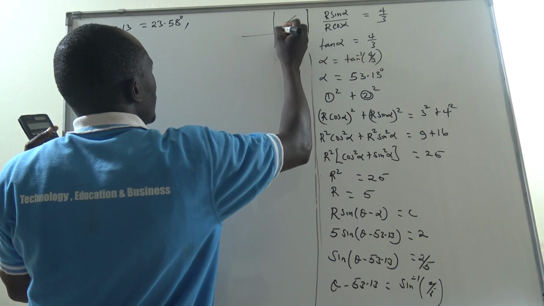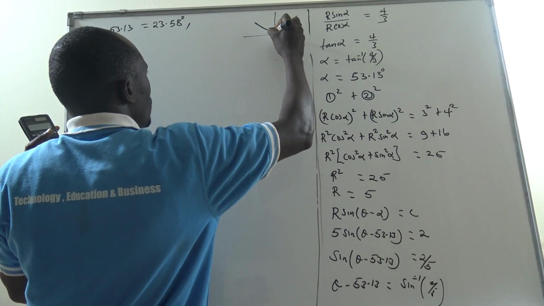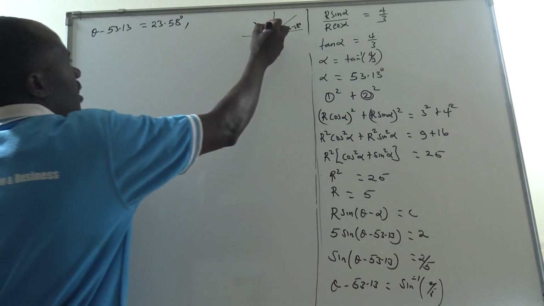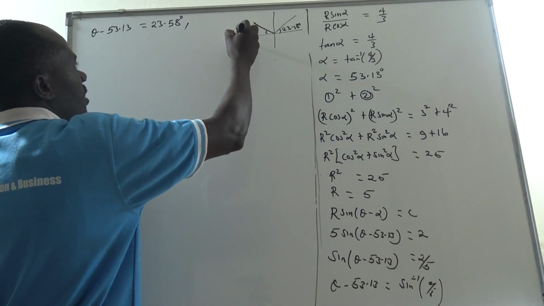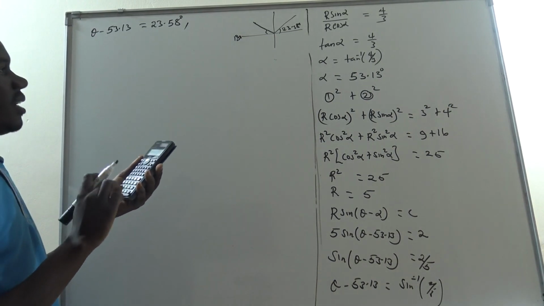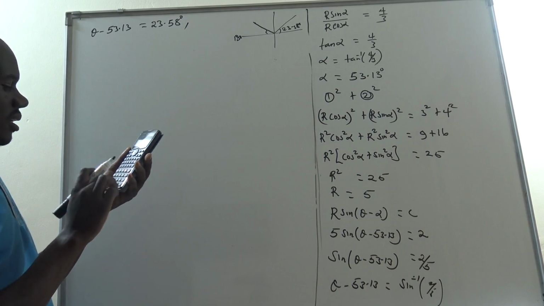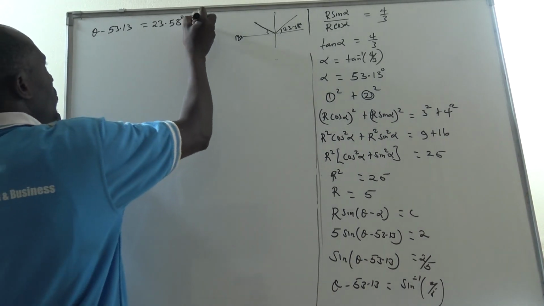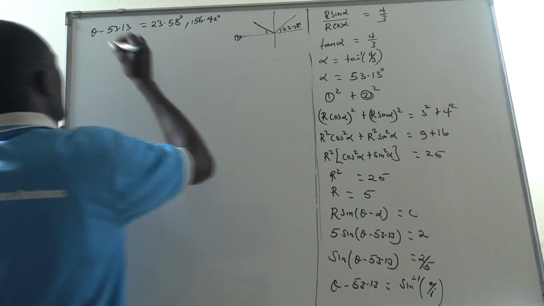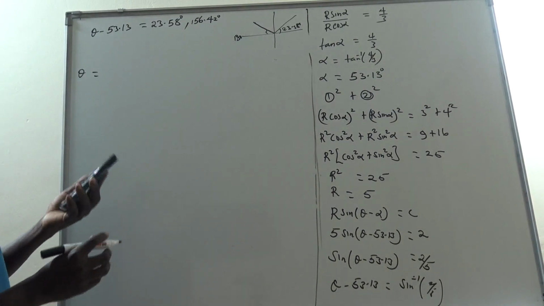We have got the first angle here as 23.58 degrees. Remember also that sine is positive in this quadrant, so to get another angle we say 180 minus 23.58. We come out with 156.42 degrees. So how do we get theta alone? This one is a negative, so when it goes to the other side, it is added on each and every number.